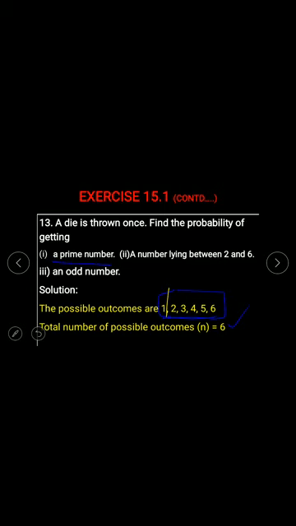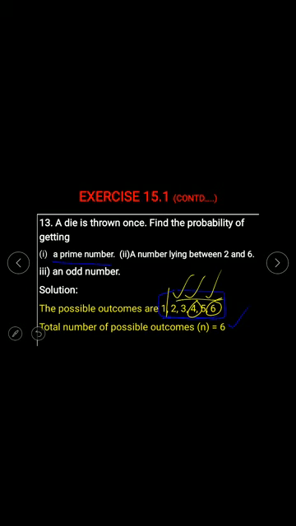The first prime, 2, we can divide only by 2. 3 we can divide only by 3. 4, no. 4 we can divide by 4 and by 2, so more than 2 factors are coming there. 5, yes, we can divide only by 5. 6, no, we can divide by 6, 2, and 3. That means 6 is not a prime. So how many prime numbers are there? We have 3 prime numbers.